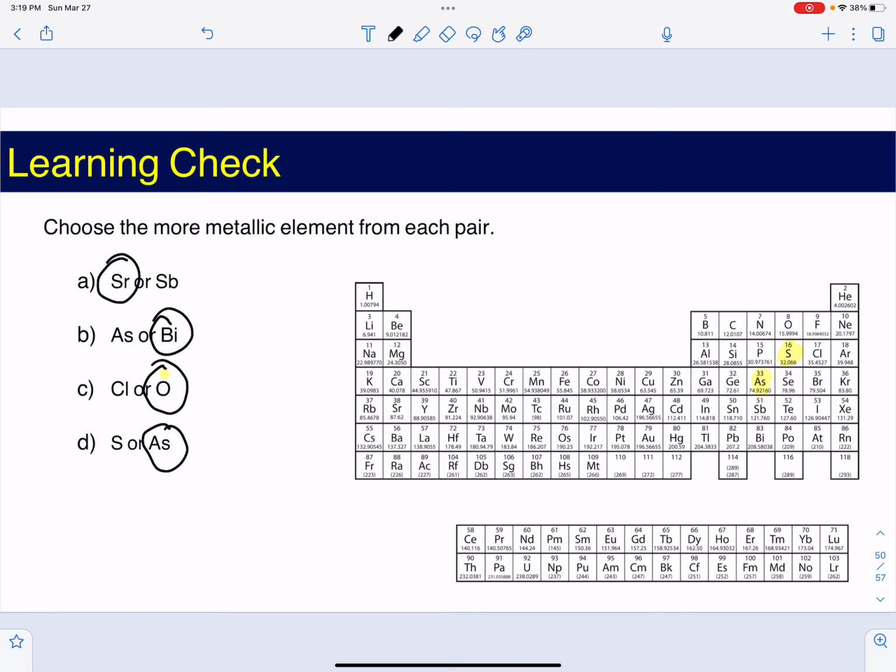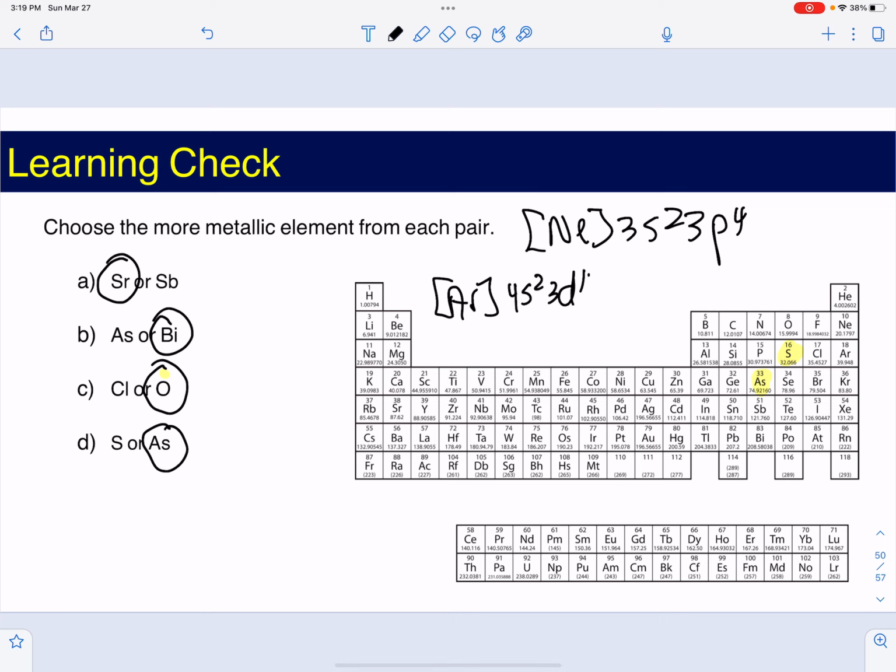You can also say, let's do it in a more advanced way. Sulfur is neon 3s2, 3p4, while arsenic is argon 4s2, 3d10, 4p3.